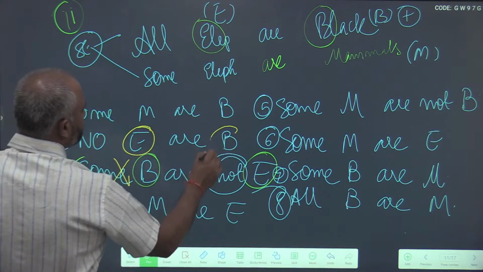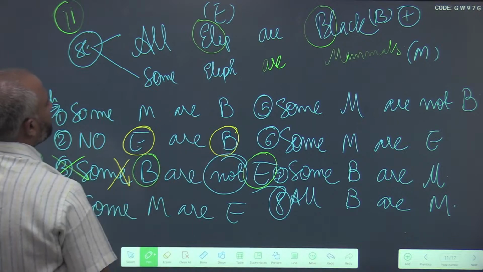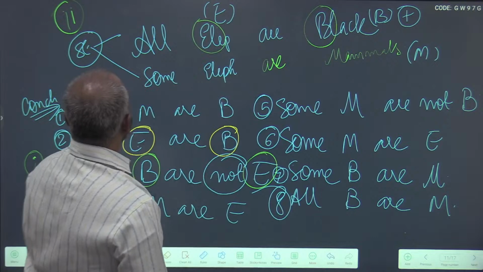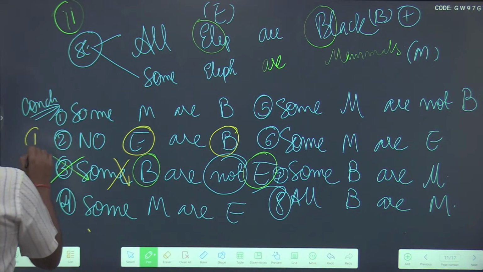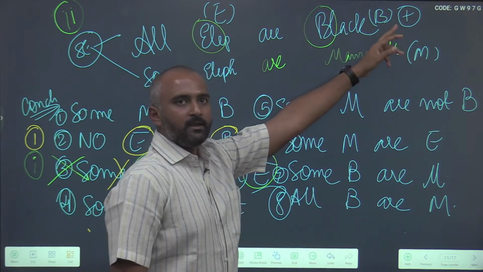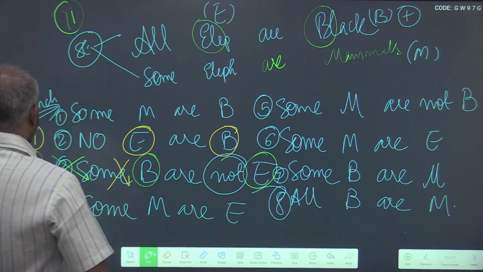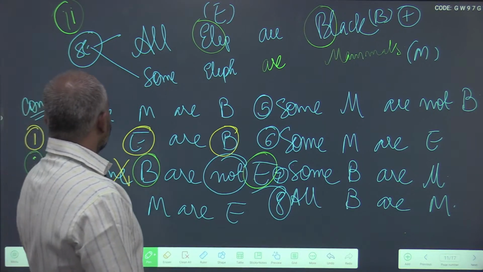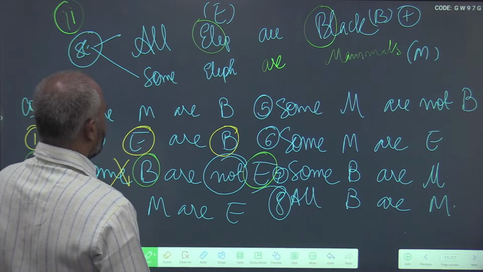Conclusion 2 is also a relationship between E and B. E and B are related in statement 1. So I will draw this conclusion from statement 1. And again, this is a positive statement. You cannot draw a negative conclusion from this. So conclusion 2 is also wrong. Next.